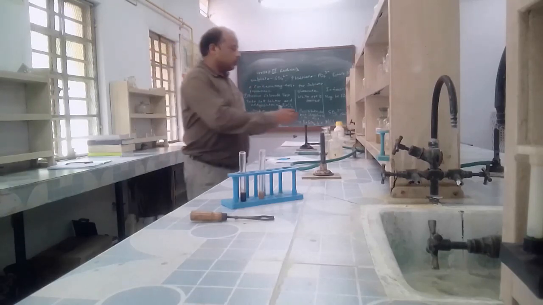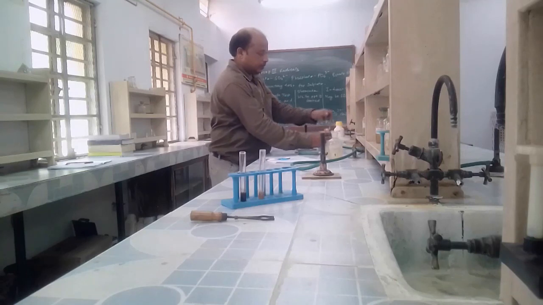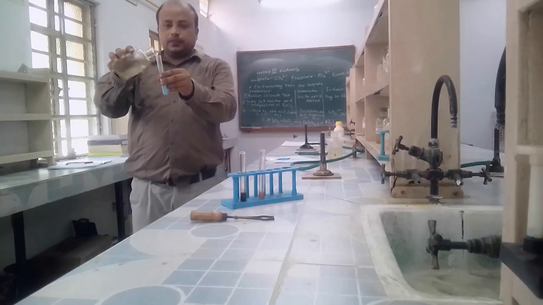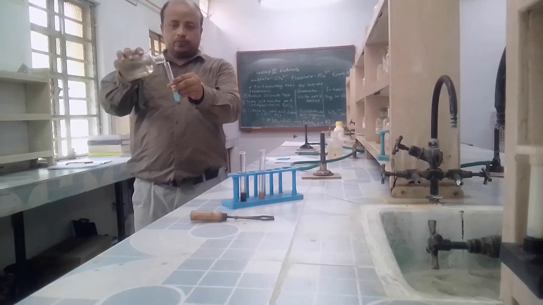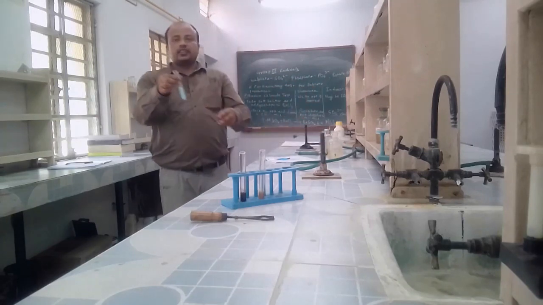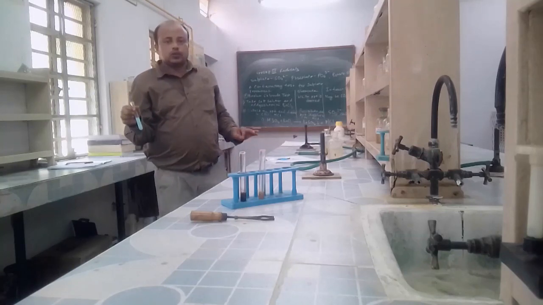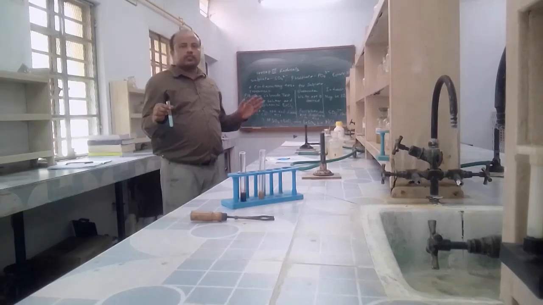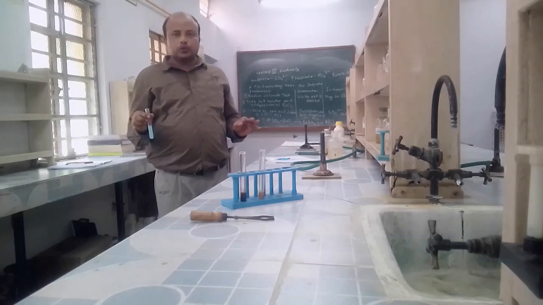Now what we have to do? We have to do a confirmatory test for it. We have to add concentrated HCl in it. You see here, the precipitate does not dissolve. So we can say that the acid radical present in the given salt sample is sulfate. So from the experiment that we have done, we can conclude that the given salt sample was copper sulfate. Hope, student, it is clear to you.